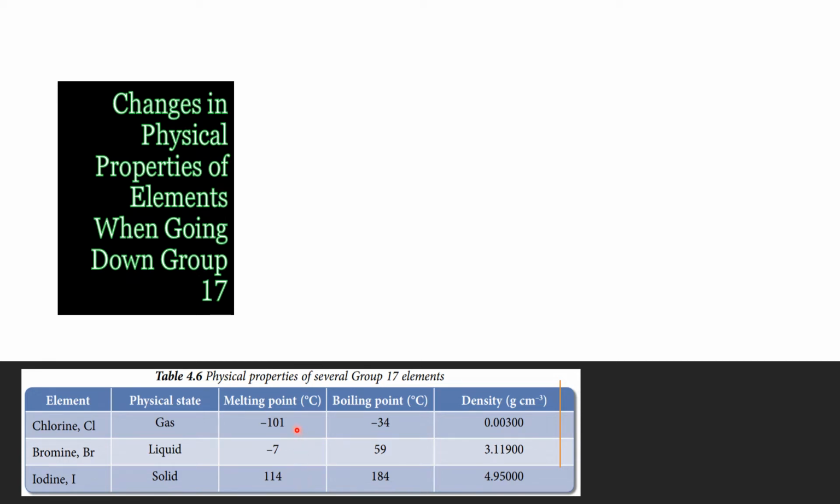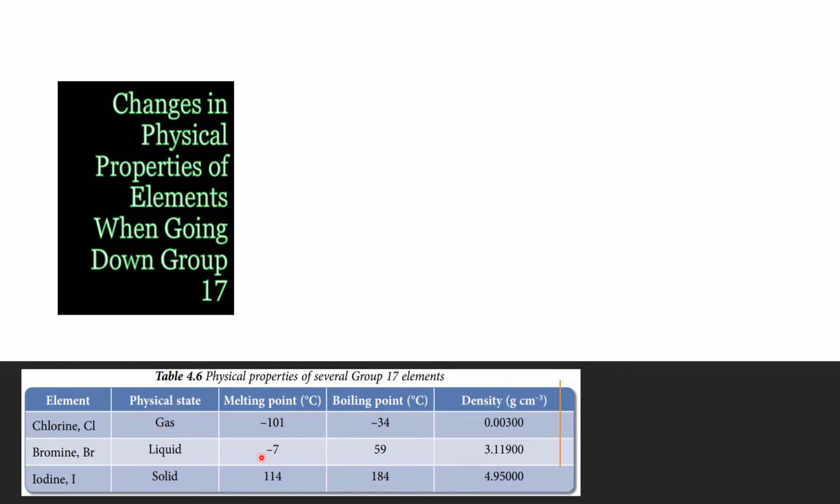So we look at the physical state of chlorine. The melting point of chlorine is negative 101, boiling point is negative 34. Room temperature will refer to 25 degrees Celsius. 25 degrees Celsius is above the boiling point of chlorine. So at room temperature, chlorine exists as gas.